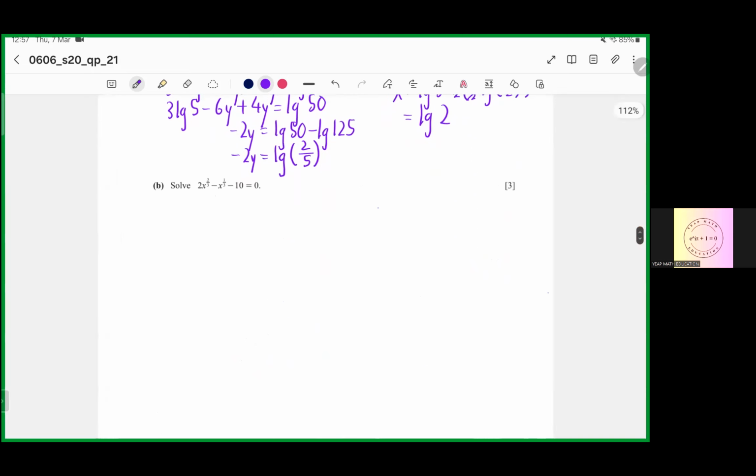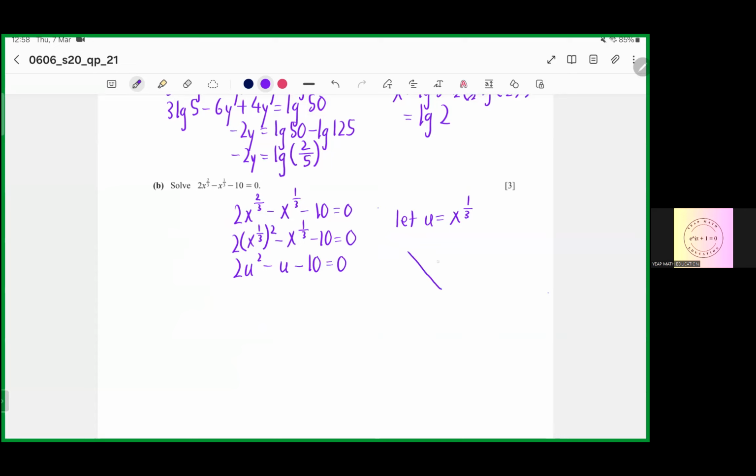Okay, now we look at question B. Question B is actually a hidden quadratic: 2x to the power of 2 over 3 minus x to the power of 1 over 3 minus 10. Okay, we can let u equal x to the power of 1 over 3. So it becomes 2u squared minus u minus 10 equals 0.